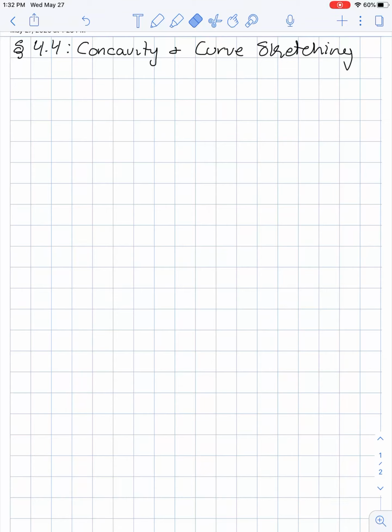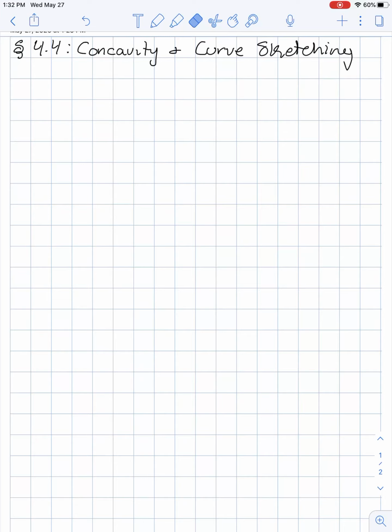Welcome back, mathematicians. We are now on to section 4.4, concavity and curve sketching. We did a little curve sketching last time, but now we have, after this section, all the tools to sketch a curve. All right, so first thing we're going to talk about is concavity.